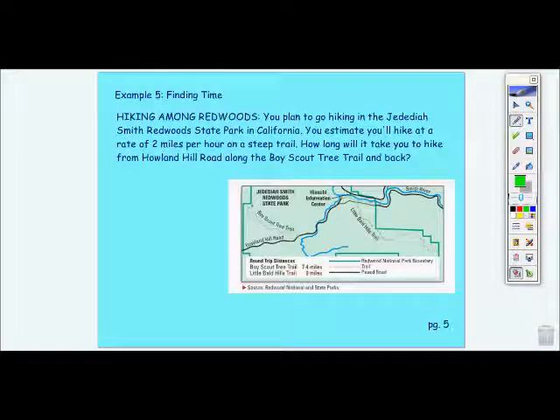And finally, our example 5 is talking about finding time. So we are hiking in the Redwoods, and we plan to go hiking in the Jedediah Smith Redwood State Park in California. We estimate that we'll hike at a rate of 2 miles per hour, so we have a rate in there, on a steep trail. How long will it take us to hike from Holland Hill Road along the Boy Scout tree trail and back? So we're going to try to find time this time.